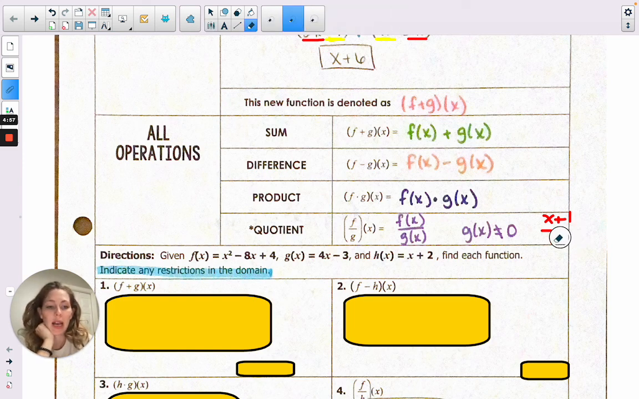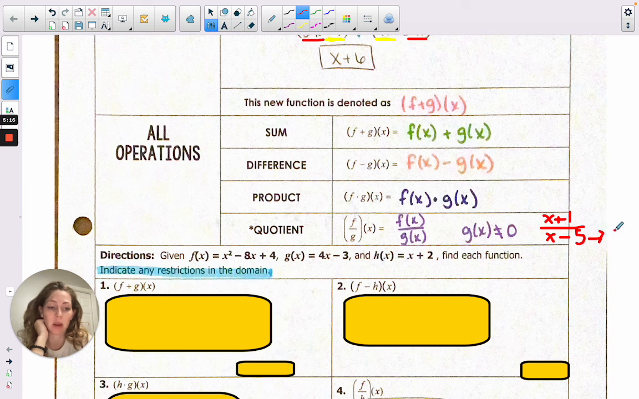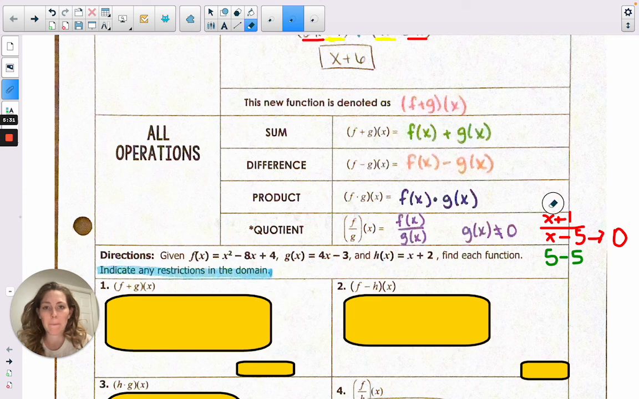If I had x plus 1 over x minus 5, what's going to make the bottom 0? It's not 0 anymore, because if I put a 0 here, that's negative 5. But what makes the bottom 0? What makes this bottom part equal 0? Hopefully you realize that a positive 5 would make the bottom equal 0, because 5 minus 5 is 0. So you would need to say x cannot be 5. And we'll see this in a couple examples in a little bit. Okay?